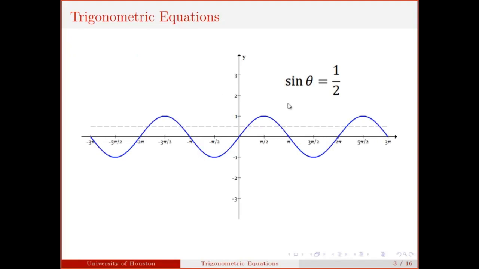First, observe that the solutions of the equation sine theta equals 1/2 correspond to the values of theta where the sine function attains the value 1/2. This corresponds to the points where the sine graph intersects the horizontal line y equals 1/2. One value of theta where sine attains a value of 1/2 is theta equals pi over 6. This specific value, and only this one, is denoted by sine inverse of 1/2.